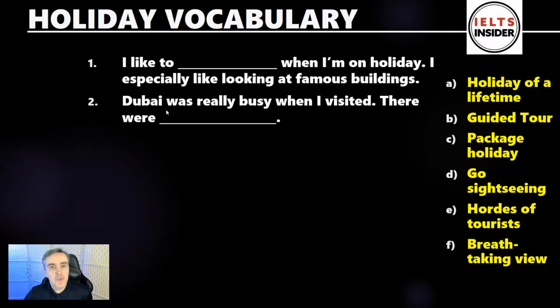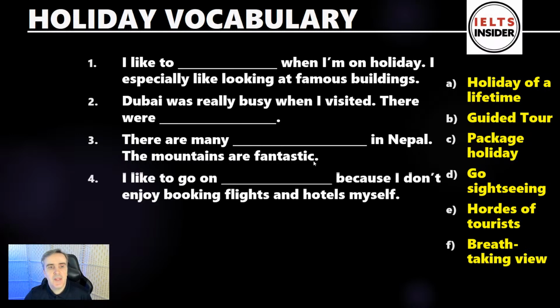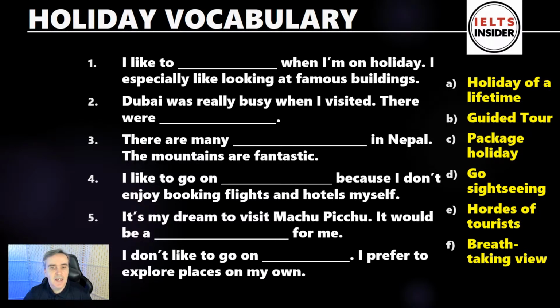Number 2, Dubai was really busy when I visited. There were something. Number 3, there are many something in Nepal. The mountains are fantastic. Number 4, I like to go on something because I don't enjoy booking flights and hotels myself. Number 5, it's my dream to visit Machu Picchu. It would be a something for me. And number 6, I don't like to go on something. I prefer to explore places on my own.